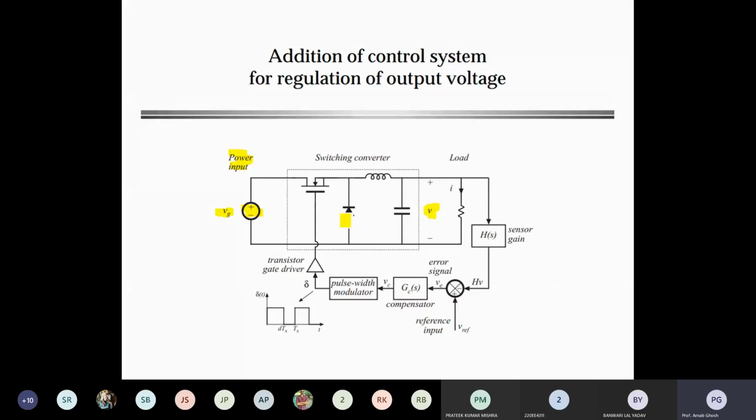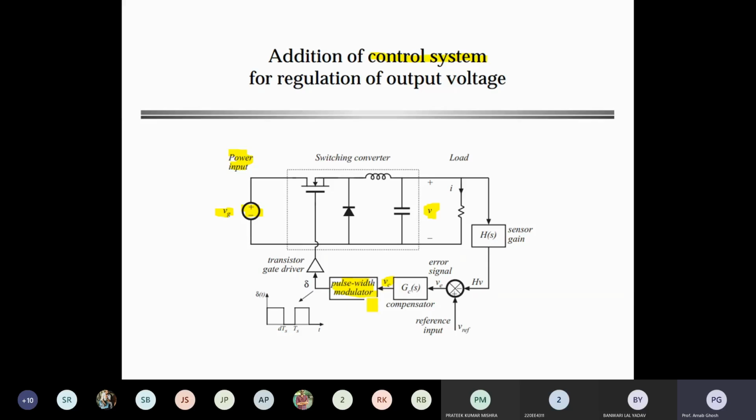But if your control is working properly, that means your control system for the regulation, then what happens? It will change the pulse width modulation. So the PWM width will change with the changing of the reference voltage. From where does it come? The control voltage VC. So by the changing of your control voltage, the pulse width of the converter changes.